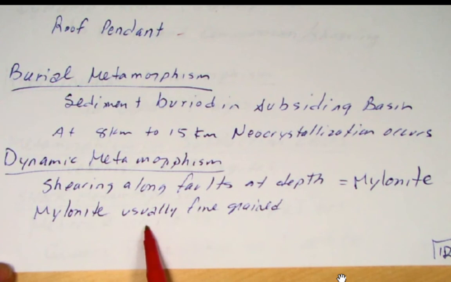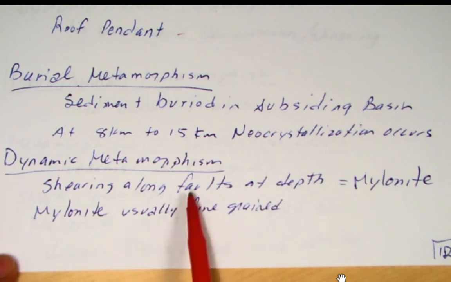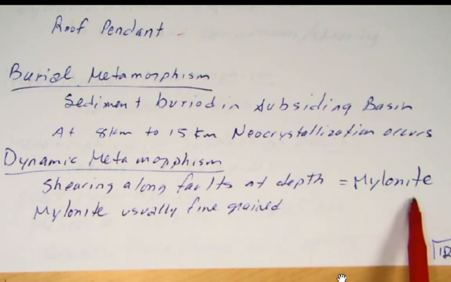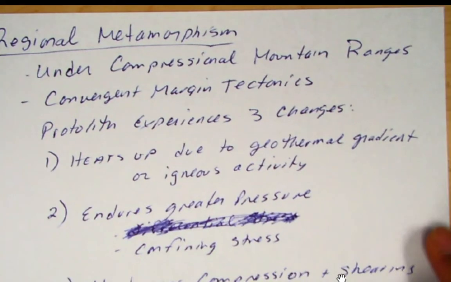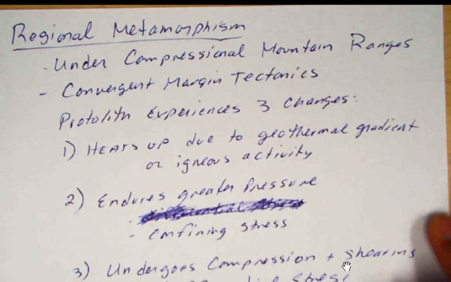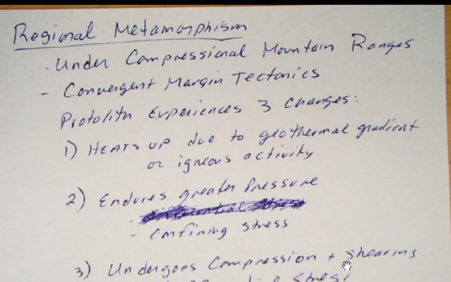Remember, dynamic metamorphism occurring along a fault, usually at depth where the rock behaves a little bit more plastic-like or ductile, and you get this rock called mylonite. And mylonite's usually fine grained because the rock's been sheared along that fault line. Then the important one here is regional metamorphism. This is covering a large extent region. The heat source is variable, and this occurs under compressional mountain ranges, convergent margins, and the protolith experiences three changes.